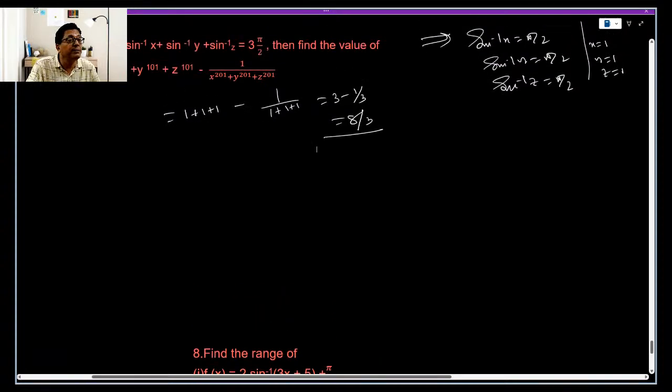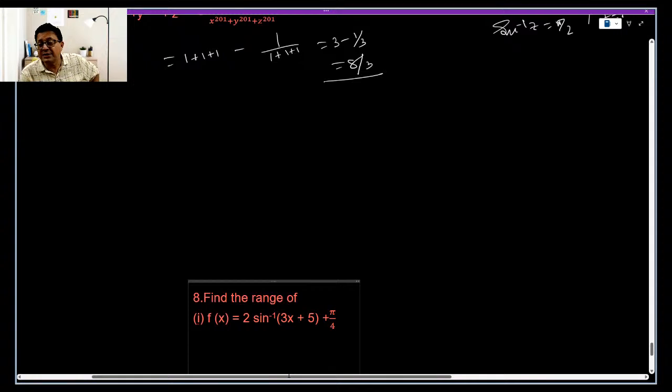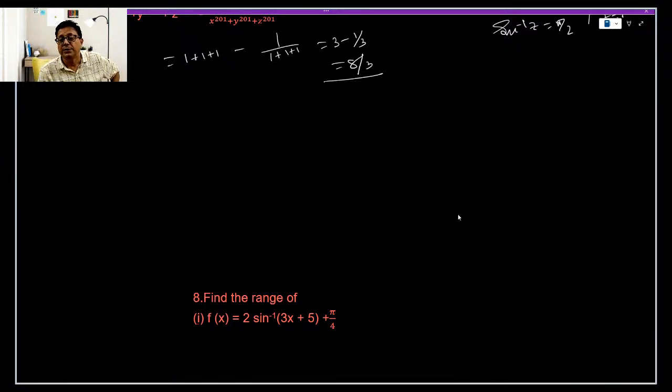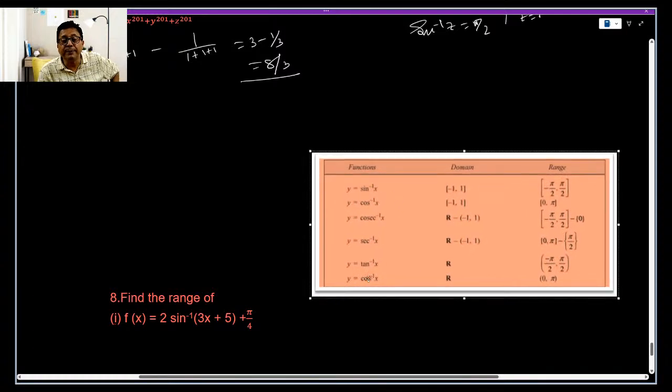Now some problems where I have asked the range of the function. You must try to do it. Find the range of this function. Very interesting sum. You try first. Concept of domain is done. Let us solve a few on finding range. That table you require always. Without the table you can't proceed. Actually you have to keep it in your memory, isn't it?